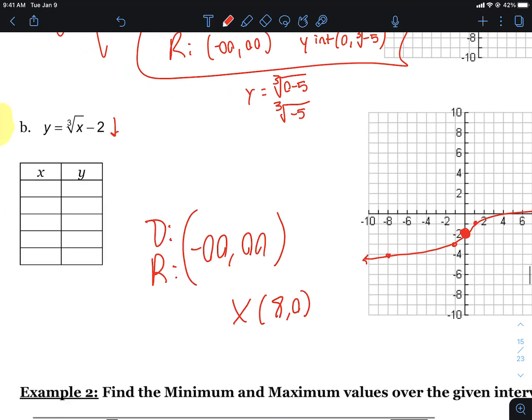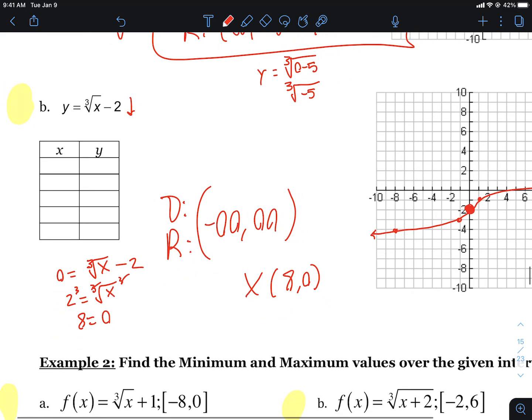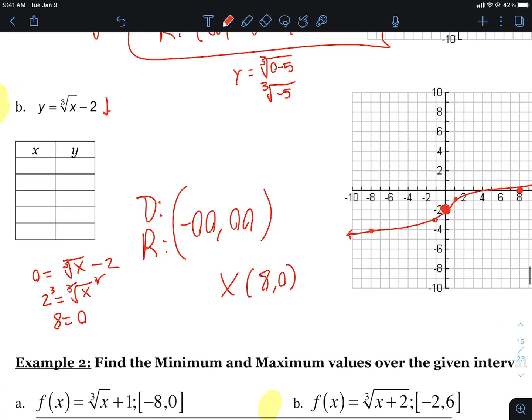As far as algebraically, how could you get that? You could plug in 0 for y, and then get x by itself. You would add 2, and to undo a cube root, you would cube both sides. That would cancel those out, and that would get you 8. And that's algebraically what that would look like. Okay, so (8, 0). The y-intercept here is actually rather easy to tell as well. It's (0, -2). And also it's symmetric around that point.